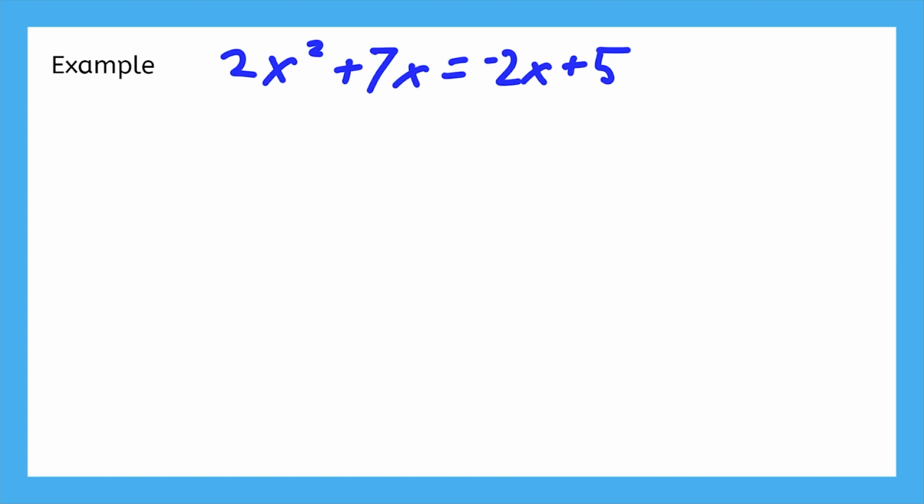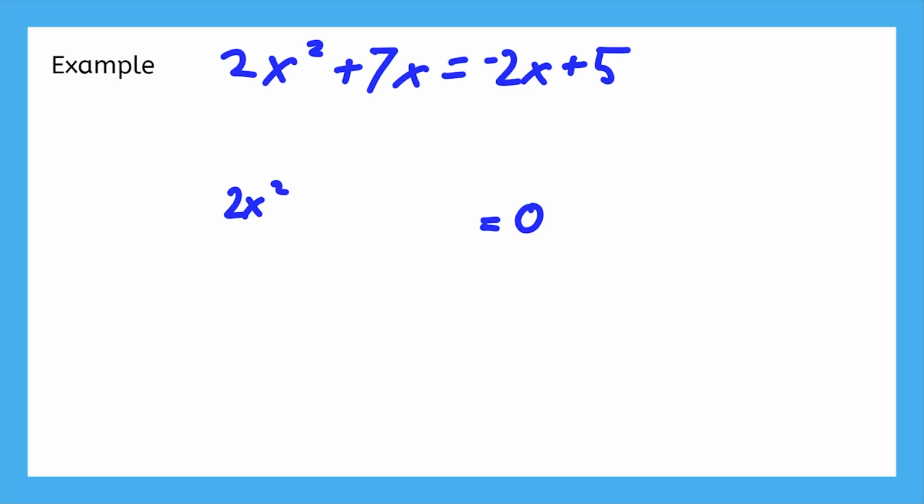With most quadratic equations, though, they won't be set equal to 0. And that's a problem, because it's basically impossible to solve them without being equal to 0. So what can we do? We can manipulate it so it is equal to 0.